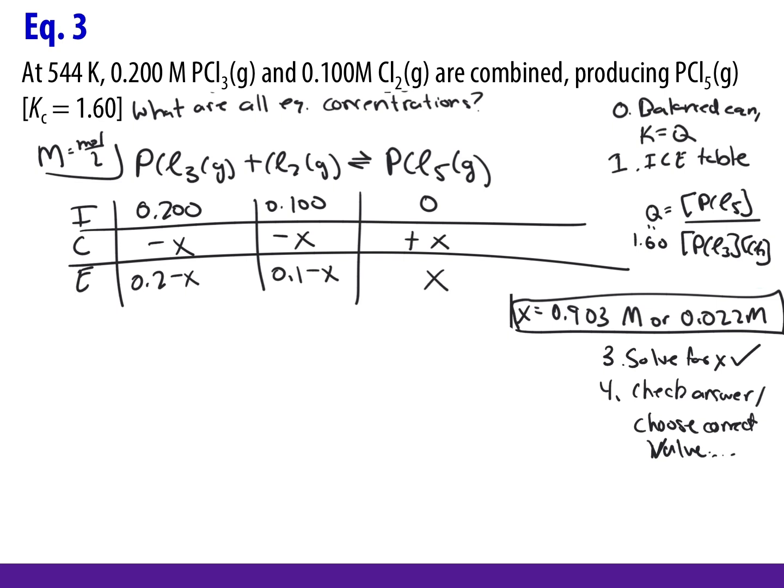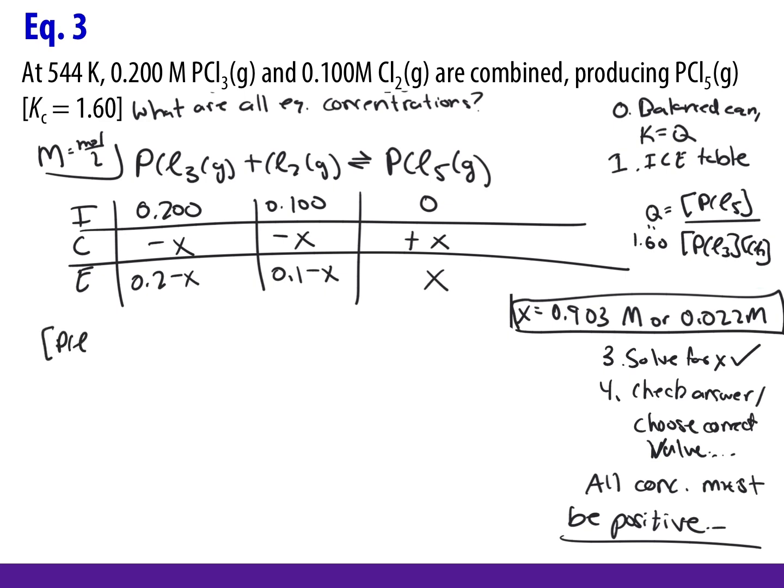In any event, either method you use to solve for x, you now have two possible values of x, 0.903 or 0.022. Now we need to check our answer, or really in this case just choose the correct value of x. The quadratic gives you two solutions, but one of those is never going to be physically meaningful. The way we can check that is by looking for the solution where all the concentrations are positive. So in this case, let's check to see if 0.903 will work.